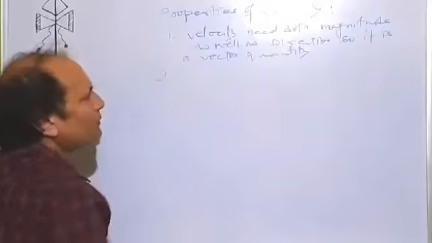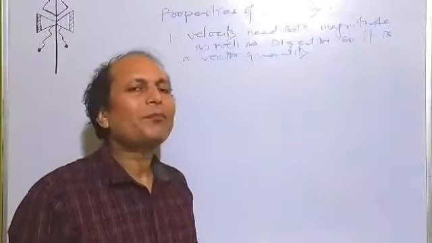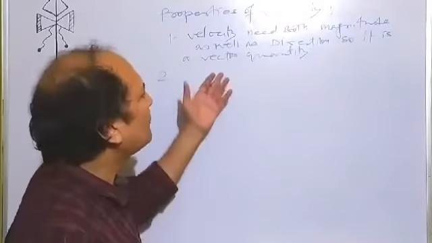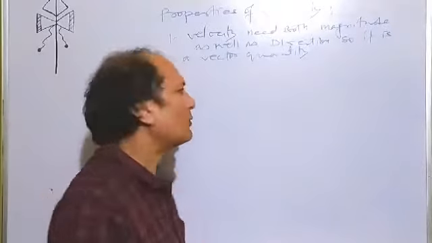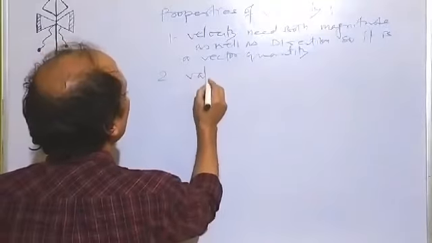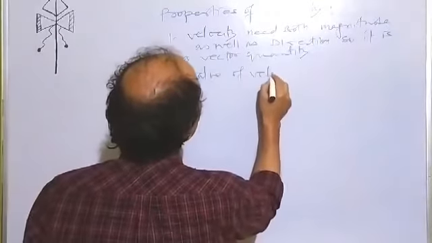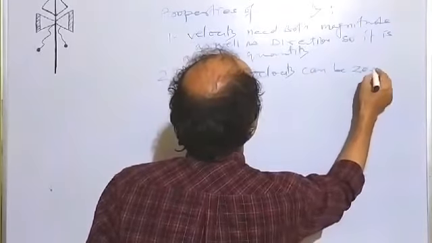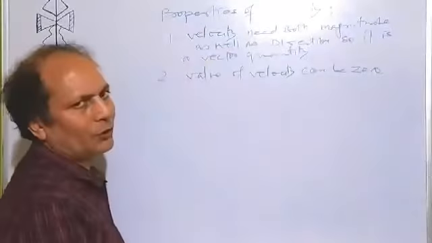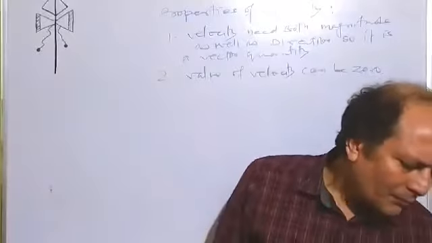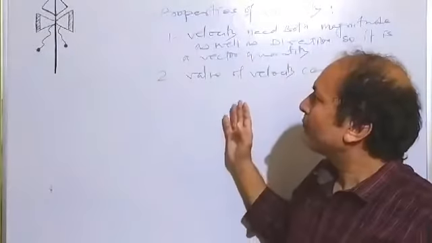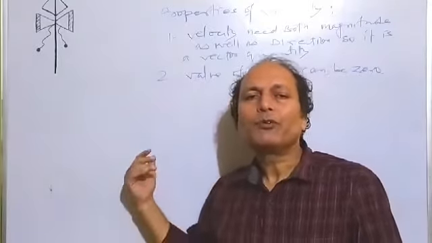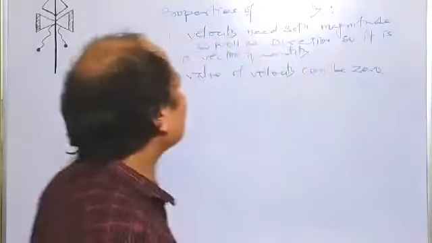Vector quantity. Number two, velocity is dependent upon displacement. Previously I have told you that the value of displacement can be 0, so the value of velocity can also be 0. Because velocity is dependent upon displacement, and the value of displacement can be 0, velocity can also be 0. Next point.